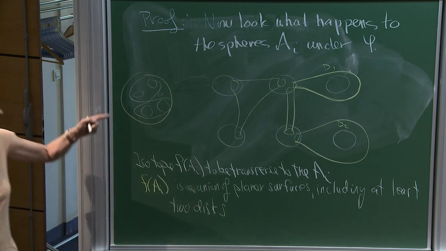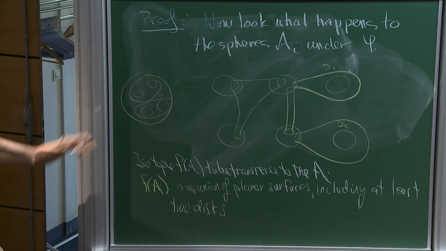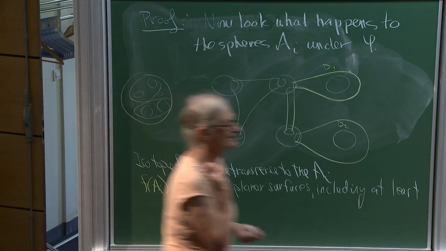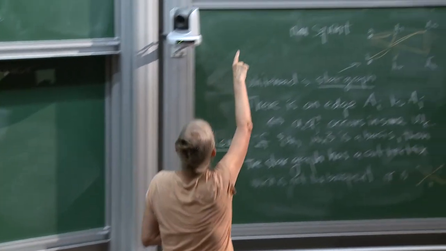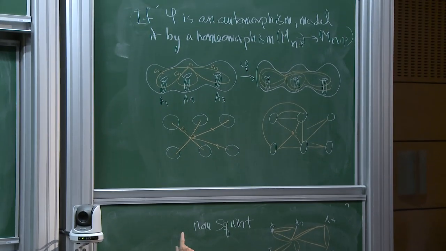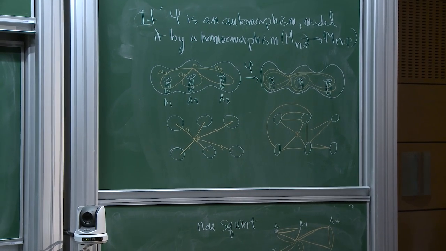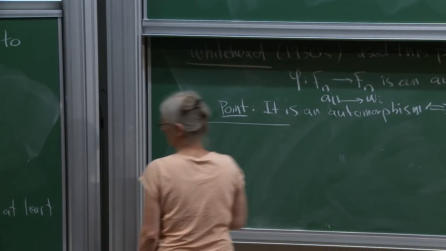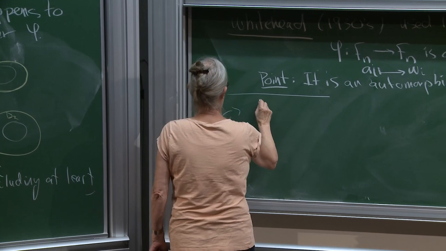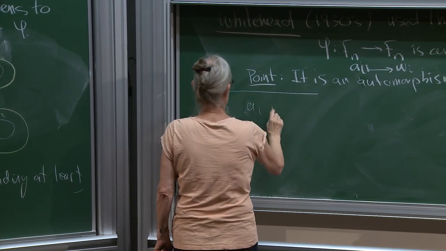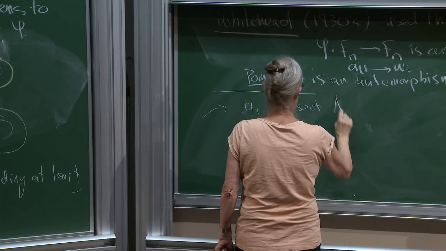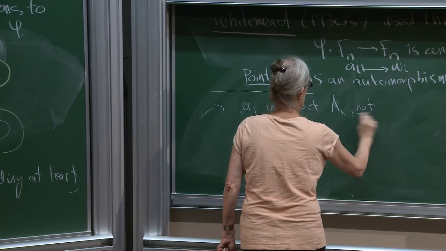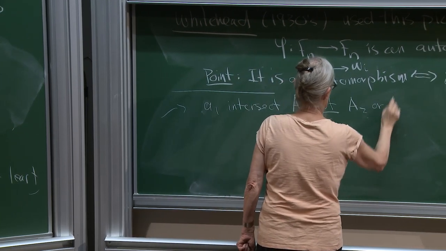So that's what F of A1 looks like in this picture. Now, let's bring the orange graph back into play. When it started, A1 intersected A1, and it didn't intersect A2 or A3. So I'm going to continue over here. A1 intersects A1, not A2 or A3.